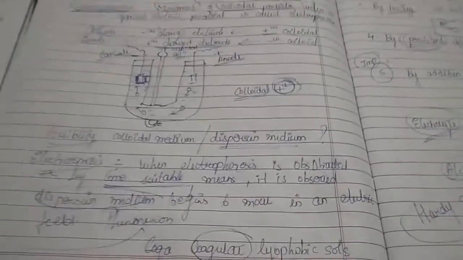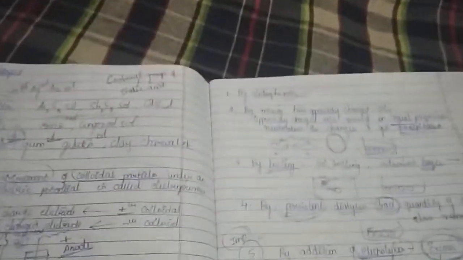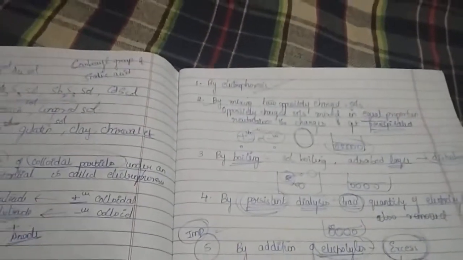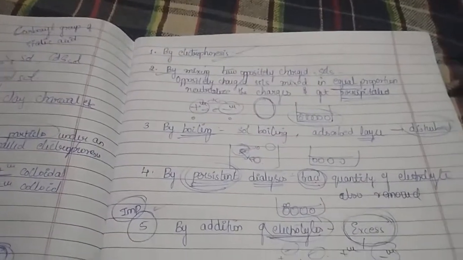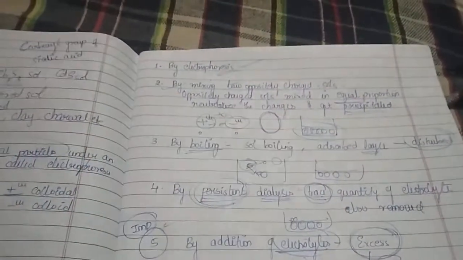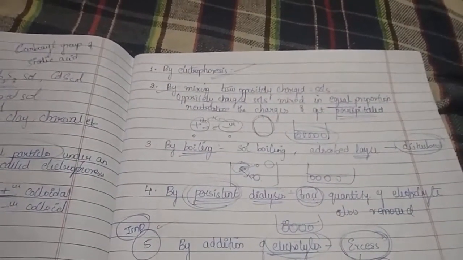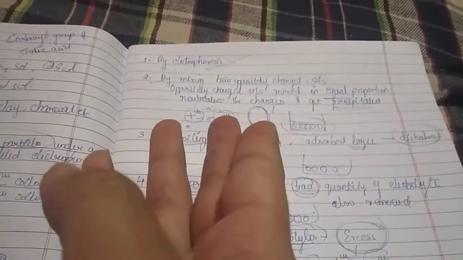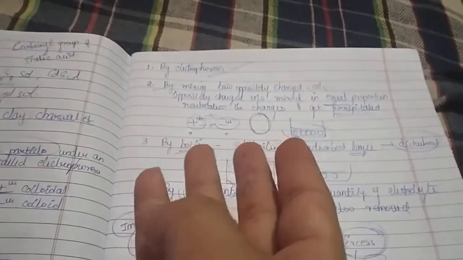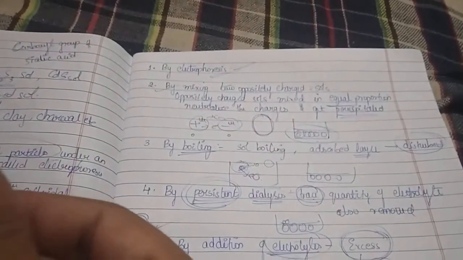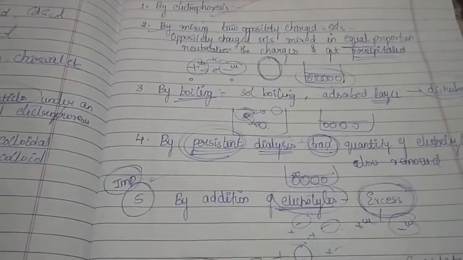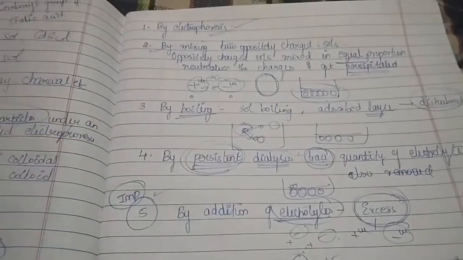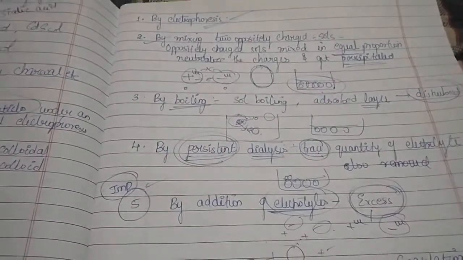We have seen certain methods, and one important method was electrophoresis itself, where colloidal particles get discharged when they come to the respective electrodes under the influence of the electric field. We also saw mixing of two oppositely charged sols in equal proportion. We saw the example of hydrated ferric oxide mixed with arsenic sulfide, where mutual neutralization takes place and you get coagulation.